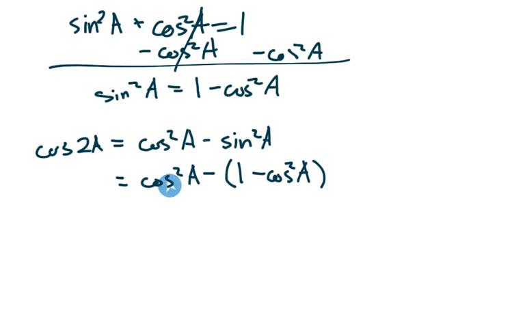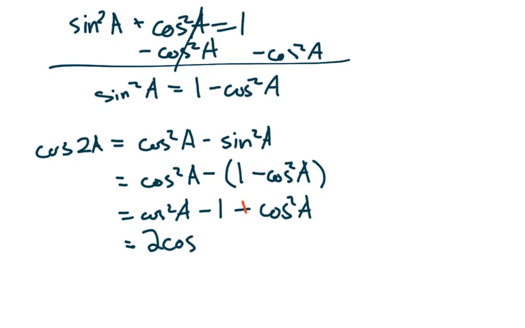That cosine squared A minus parentheses 1 minus cosine squared A becomes cosine squared A minus 1 plus cosine squared A. We have to distribute that minus in front of the parentheses, so that cosine squared plus cosine squared, something plus itself, common theme of this video, banana plus banana, 2 bananas. 2 cosine squared A minus 1.